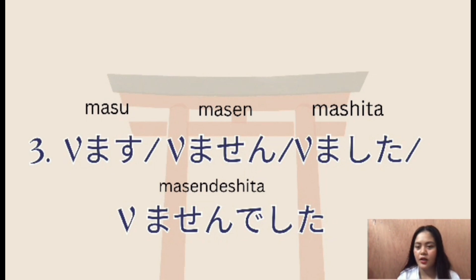So masu means do. Masen is the negative form of masu. It means I don't or don't. Mashita is the past tense form of masu. It means I did or did. And masen deshita is the negative past tense. It means I did not or did not.